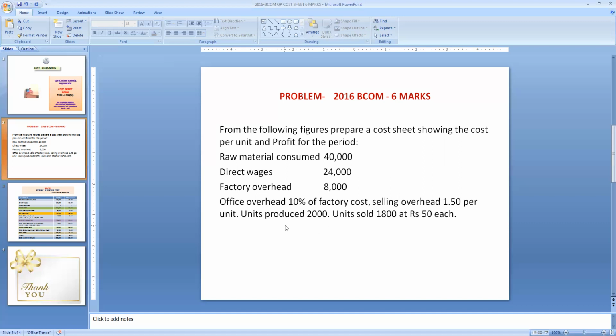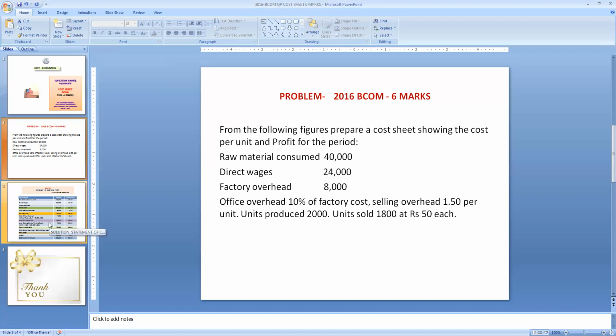The units produced value is also given. The production units are 2,000, but the selling units are 1,800, which means the closing stock of finished goods has to be calculated here, because the production units are 2,000 but actually units sold is only 1,800. Then 200 is the closing stock of finished goods, and the sales have to be valued at rupees 50 each. Total units sold is 1,800.